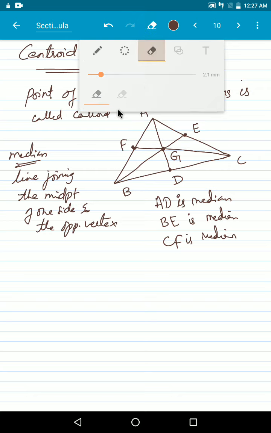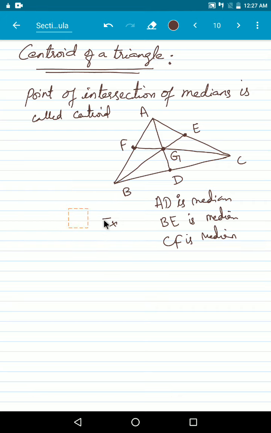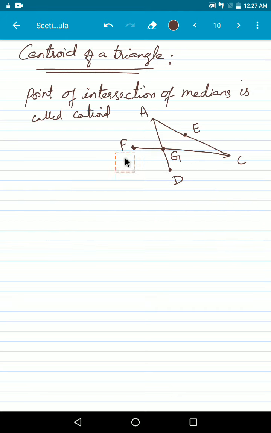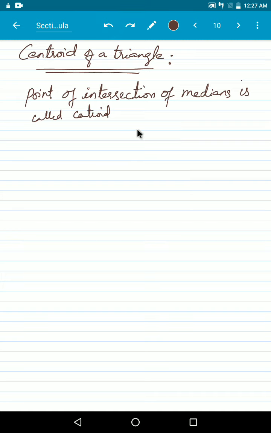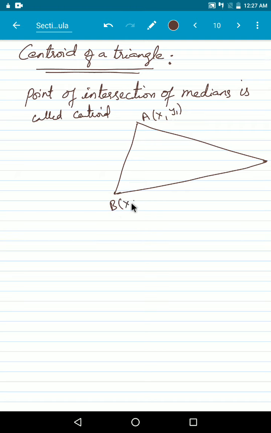All right, so the formula to find the centroid of a triangle, I hope you understood what a median is and what a centroid is. Now we will be given three vertices. Let us say A is x1 y1, B is x2 y2, and C here is x3 y3. Okay, now let us derive the formula to find the centroid of a triangle.